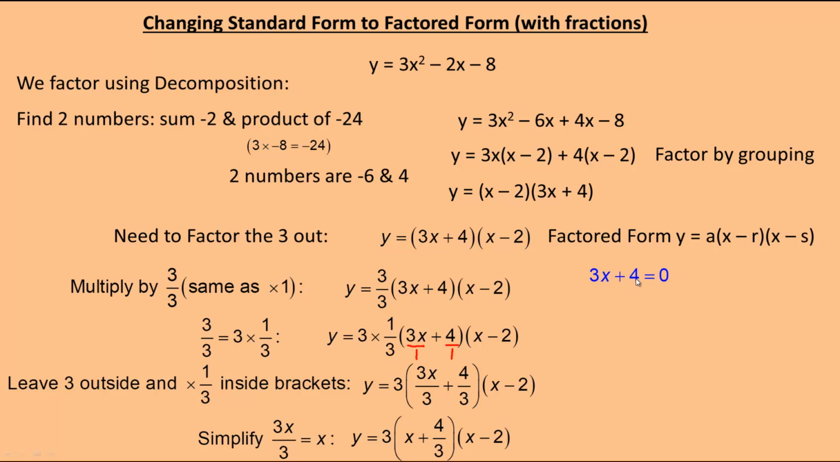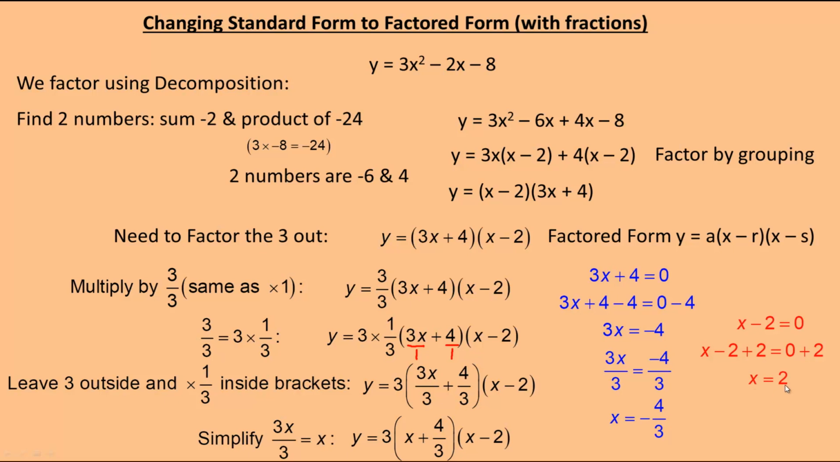If I set 3x plus 4 equal to 0, I'll subtract 4 from both sides to get the constant on the right side. So that's 0, and this is negative 4, so 3x equals negative 4. Then if we divide both sides by 3 to isolate the x, 3x over 3, just like down here, is equal to x. So we get x equals negative 4/3. If we set the x minus 2 factor to 0 and add 2 to both sides, that's 0 there, so we just have x equals 2. So 2 and negative 4/3 are the two intercepts.